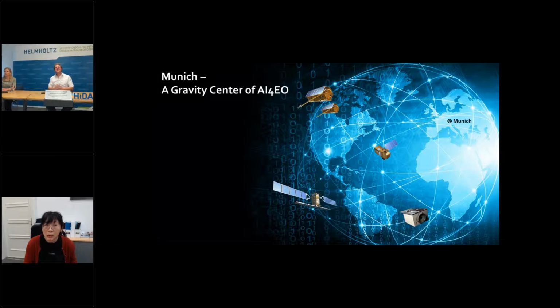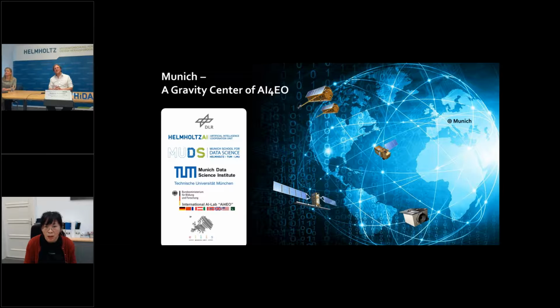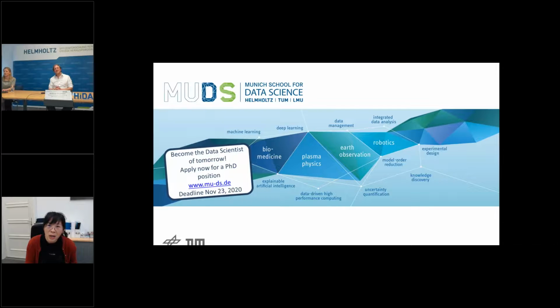We are also starting a lot of initiatives in order to make Munich a gravity center of AI for EO, including Helmholtz AI, MATS, the Munich Data Science Institute at the TUM, the lab I introduced, and also the ELLIS Munich unit, which was announced last week. Another opportunity: I'm in the Munich Data Science Research School, and we will open the third cohort starting from October the 1st this year. If you get an opportunity there, you will be able to work closely with one computer scientist and another domain expert from biomedicine, plasma physics, Earth observation, or robotics. You will have this kind of joint supervision to use data science to make a difference in important application areas of Helmholtz.